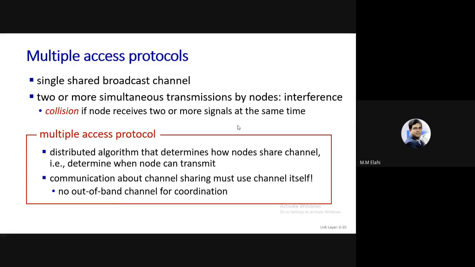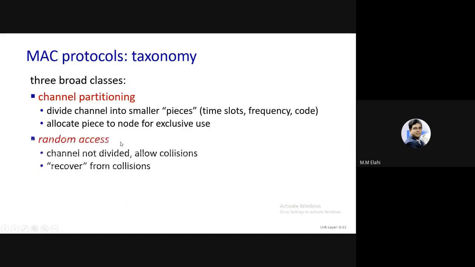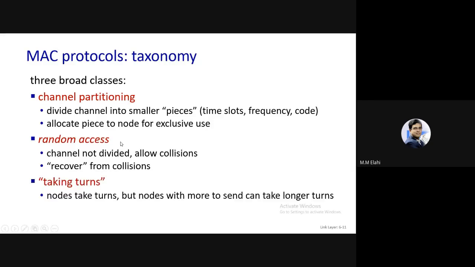Okay, so that means the channel itself must be used not only for data but also for control information, because there is no separate channel for coordination. So that is one problem with multiple access protocols. And based on that, we can create 3 broad classes of protocols in the data link layer, and any data link layer protocol must belong to one of these 3 categories. Okay, what are the 3 categories?